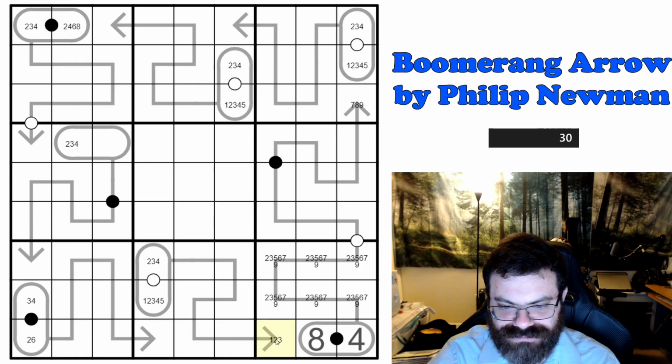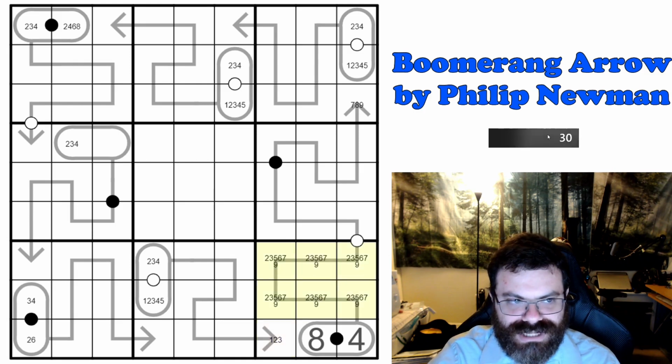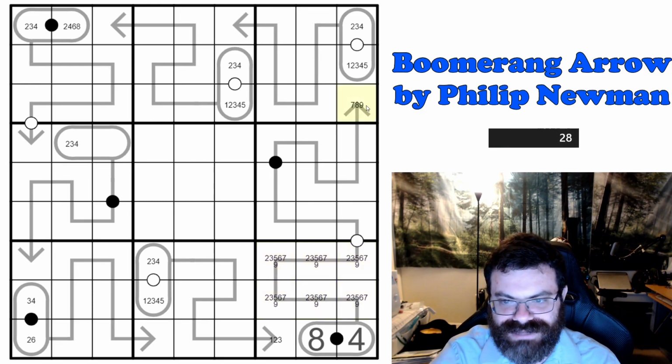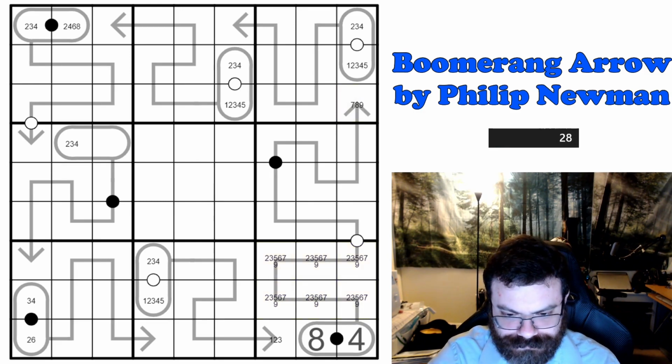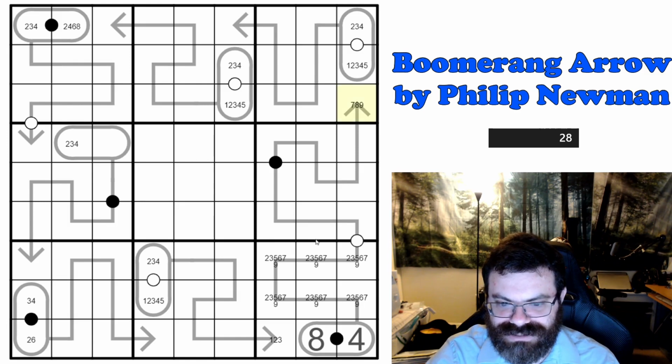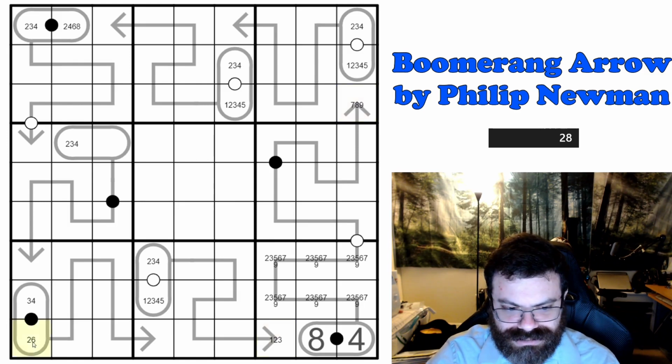This can't be a 4, and if it were a 5, then I wouldn't be able to add up to enough, because 1 plus 2 plus 3 plus 6 plus 7 plus 9 is 28, and I'd have to get to 39, so I'd have to put 11 in this cell. So yeah. So this is 7, 8, or 9. This is 1, 2, or 3.